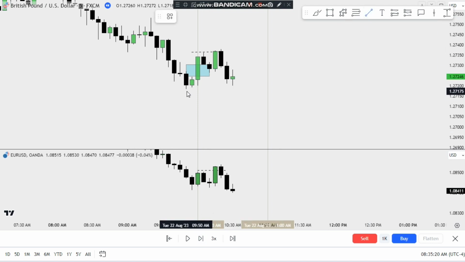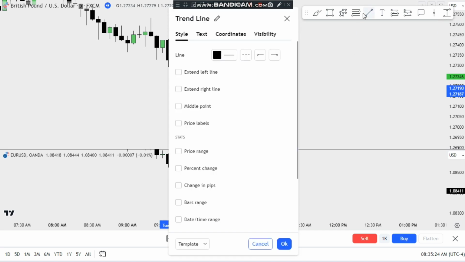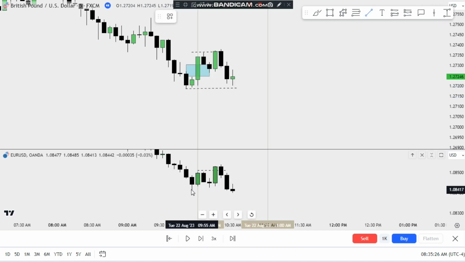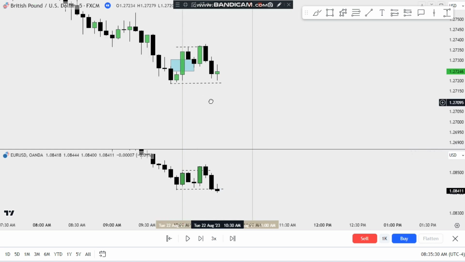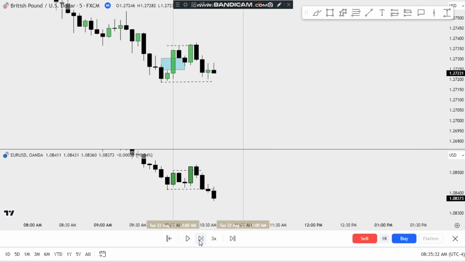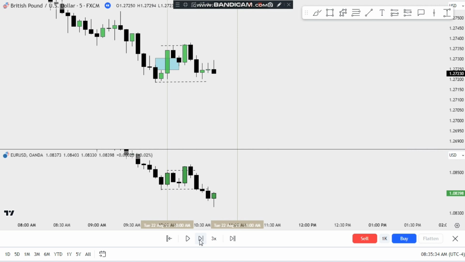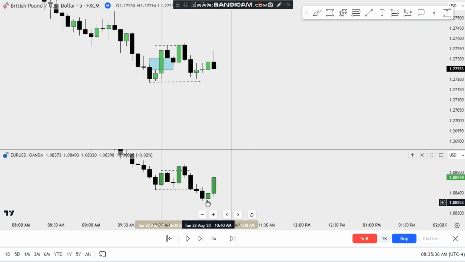Now this is the low of the GBP, and this is the low of the euro. You can see that the euro swept this low. Let me forward it. Now you can see that we got this divergence. There are two things now: you can either wait for the 5-minute entry or you can enter with the 1-minute time frame.